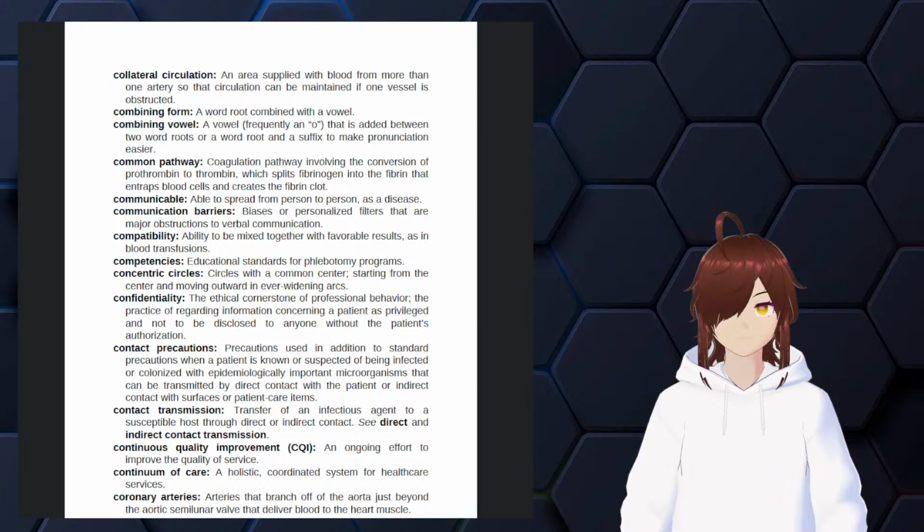Contact precautions: precautions used in addition to standard precautions when a patient is known or suspected of being colonized or infected with an organism that is spread by direct or indirect contact.